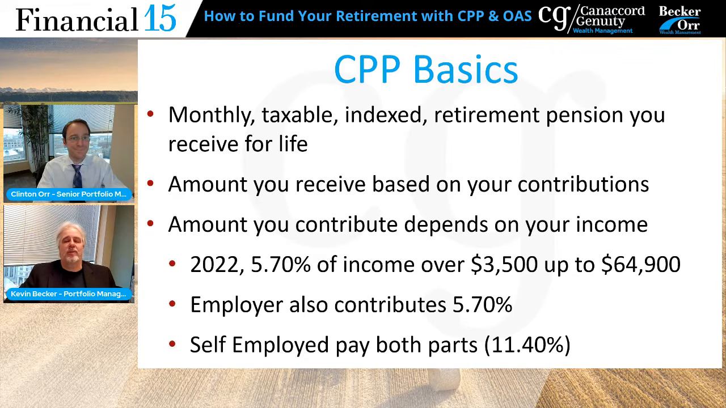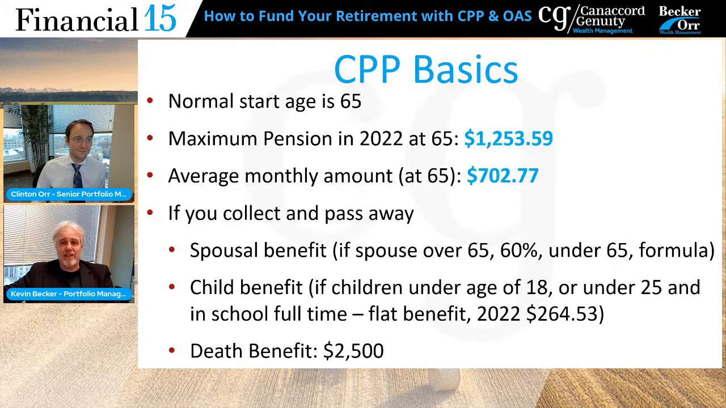Now, the amount you receive is based on the contributions that you've made, as well as the contributions made by your employer over the time frame that you've been working. And again, your contributions depend on your income. We want to update this for the 2022 numbers. It's 5.7% of your income, over $3,500 and up to $64,009 now, is the numbers we're dealing with. So if you're an employee, you contribute your amount. But if you're self-employed, you have to contribute not only yours, but you also have to contribute the government portion, or the employer portion, as it were, which is 11.4% total. So those are some of the main basics of what the basic rules are.